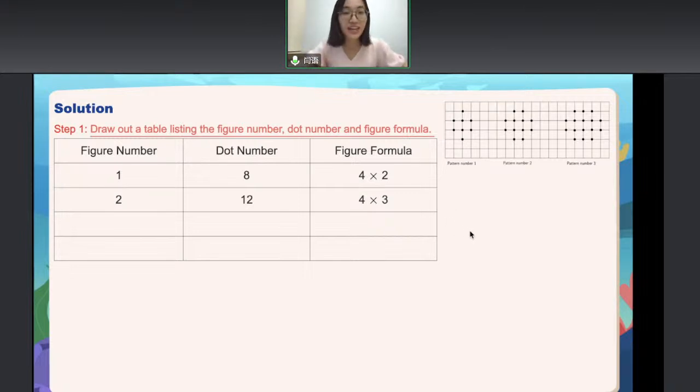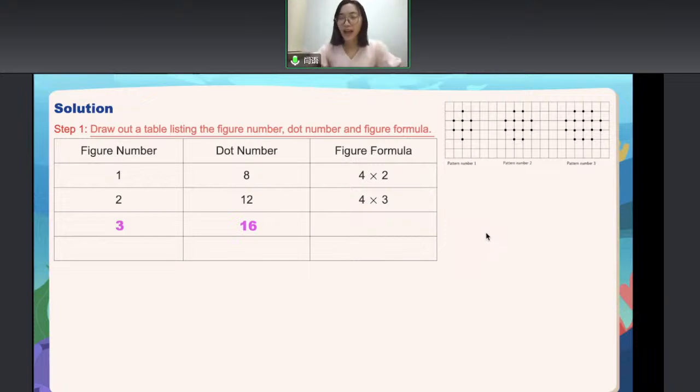Okay, and then it is figure 3. So for figure 3, can you try to count how many dots are there in total? I give you 10 seconds. Okay, try to count by yourself. 10, 9, 8, 7, 6, 5, 4, 3, 2, 1. How many dots? Okay, good job. So here we need 16.